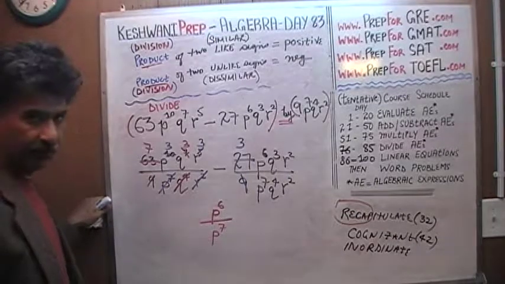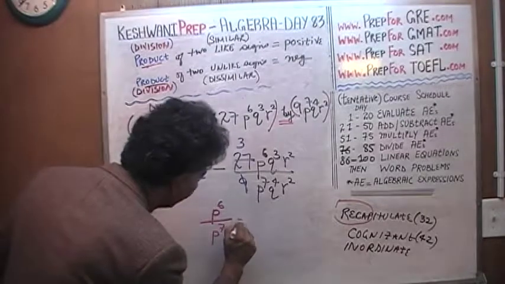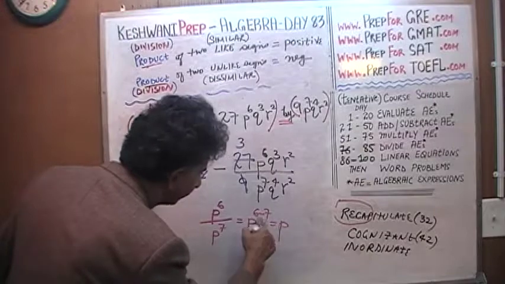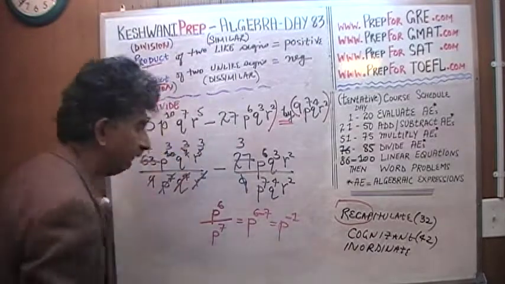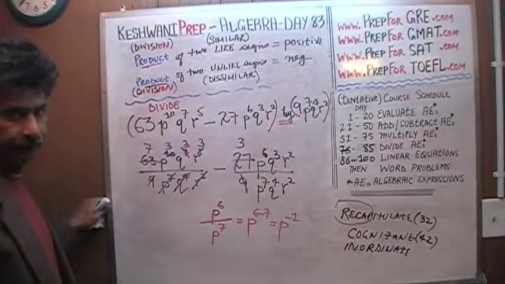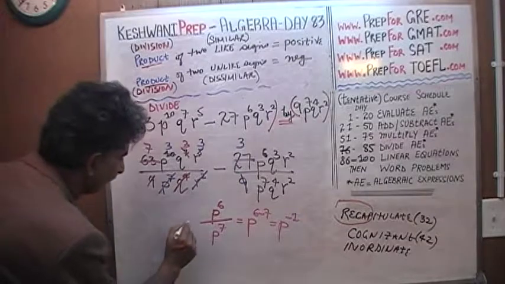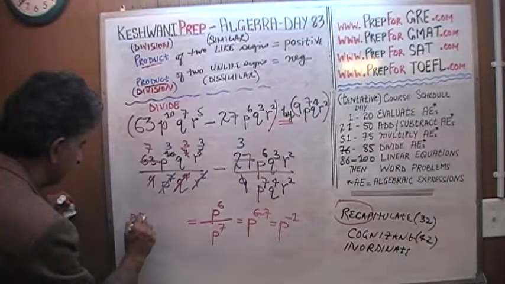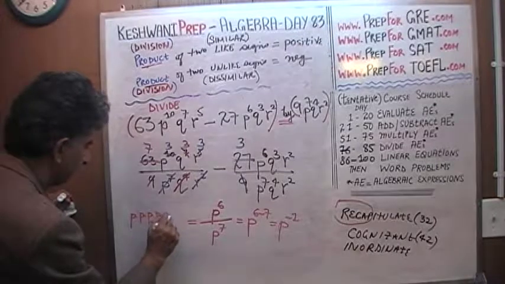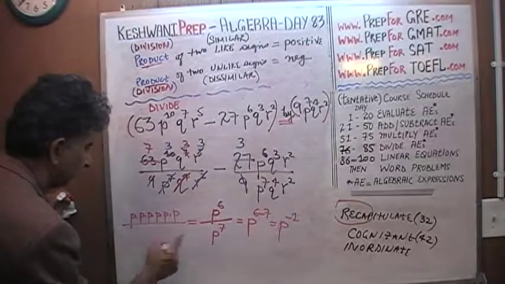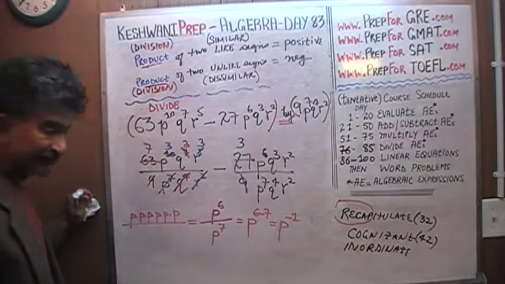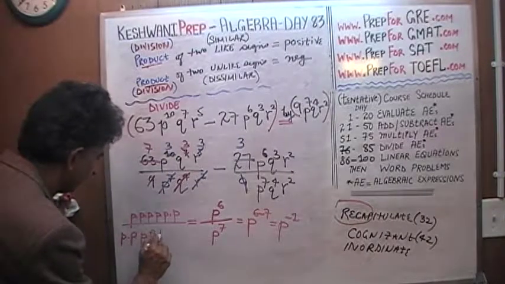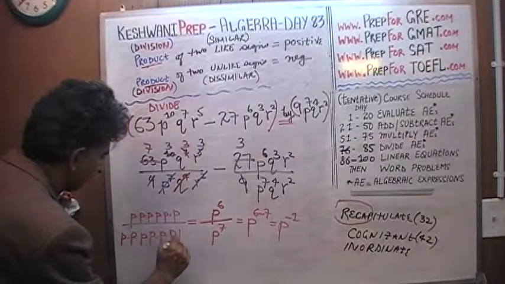Well, there are two ways you can handle it. One is to show it like this. This is the same as p raised to 6 minus 7. Well, 6 minus 7 is negative 1. You could leave it like this actually. It's perfectly fine. Or we can show the fact that p to the 6th is the same as p times p times p times p times p times p over p multiplied by itself 7 times.